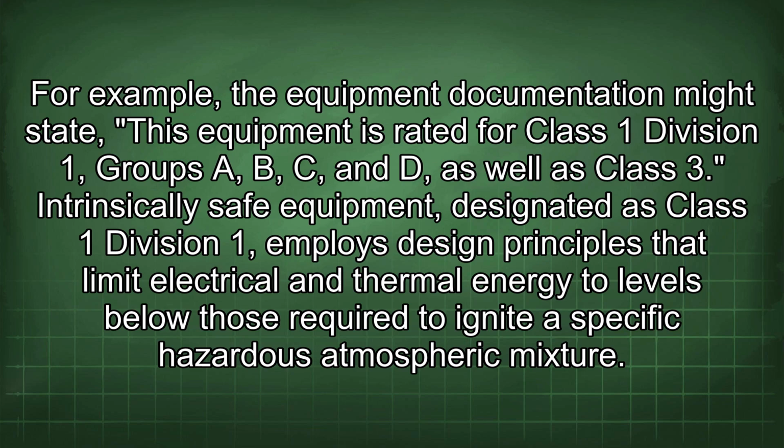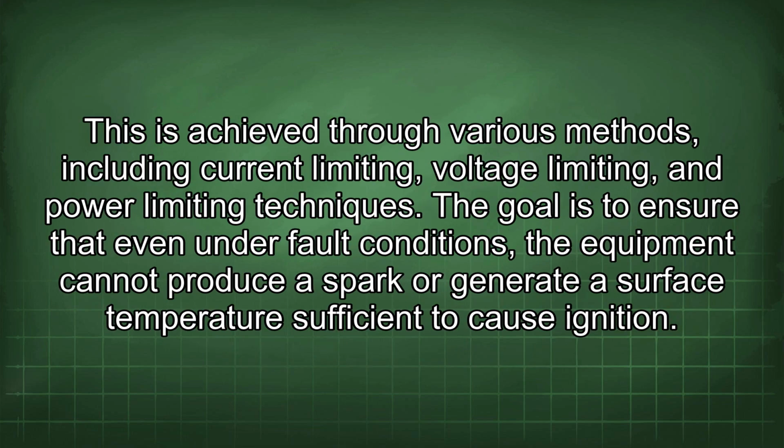Intrinsically safe equipment, designated as Class 1 Division 1, employs design principles that limit electrical and thermal energy to levels below those required to ignite a specific hazardous atmospheric mixture. This is achieved through various methods, including current limiting, voltage limiting, and power limiting techniques. The goal is to ensure that even under fault conditions, the equipment cannot produce a spark or generate a surface temperature sufficient to cause ignition.